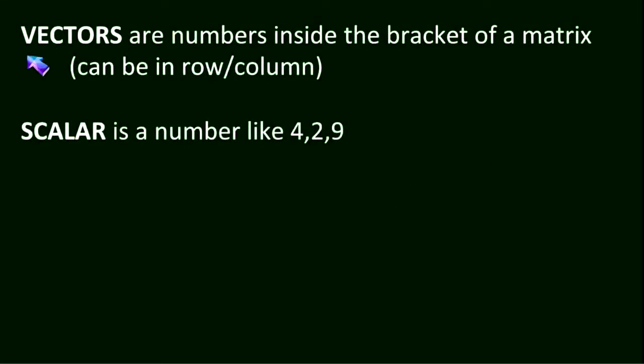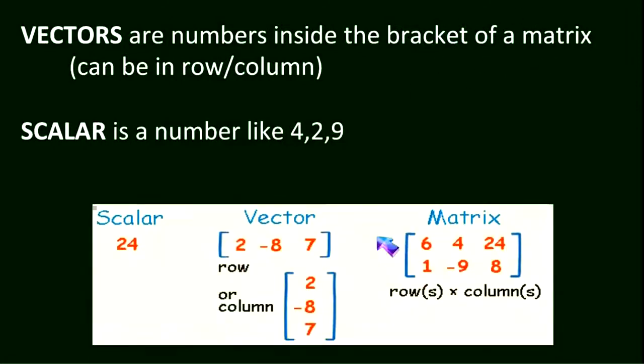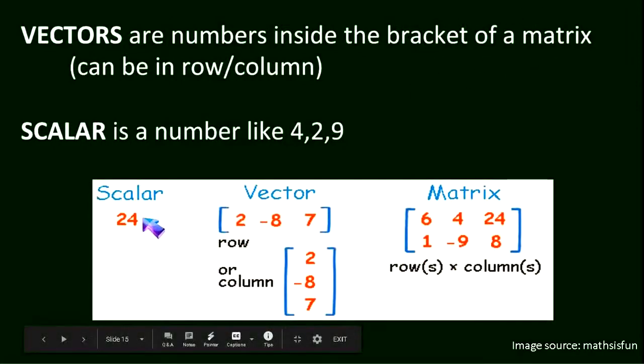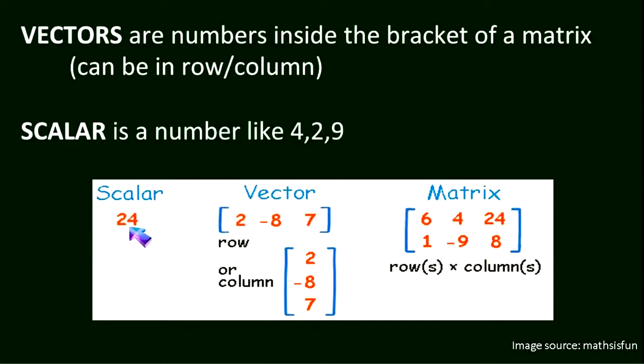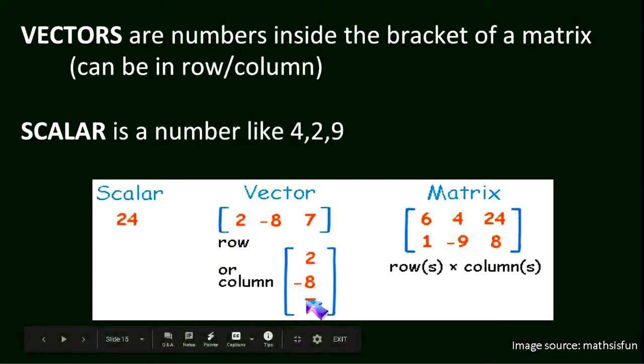Okay. We also have here vectors. Vectors are numbers inside the bracket of a matrix, can be in row or in column. And scalar naman is a number like 4, 2, 9. Scalar ang tawag doon, and vectors, the numbers inside the bracket of a matrix. So, naka-bracket siya ng matrix. So, we have here an example. So, yung scalar, that is the number alone. The vector, either in row or in column. Yan yung vector natin. And syempre, yung matrix natin, yung rows times columns.